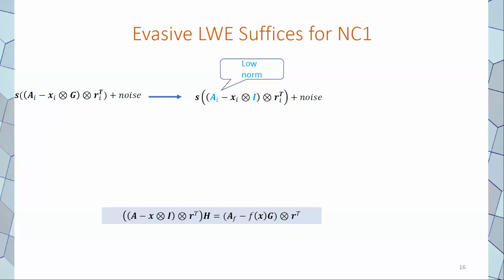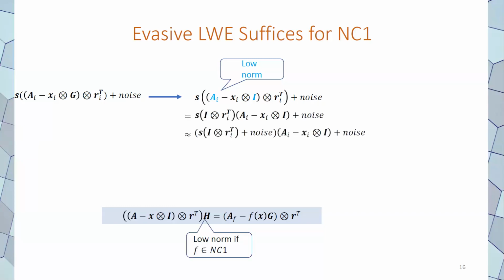We have AI minus X tensor I, tensor R transpose, multiplied with H, gives us AF minus FX, tensor R transpose. G should be I actually. And so with this modification, we can just do simplifications and prove the pseudo-randomness using LWE. One thing to notice is that in this homomorphism, H is low norm if and only if F is in NC1, and therefore we are restricted to NC1 if we don't want to depend on it.